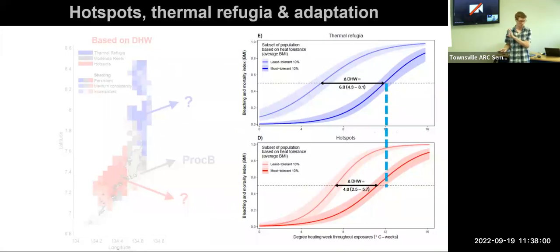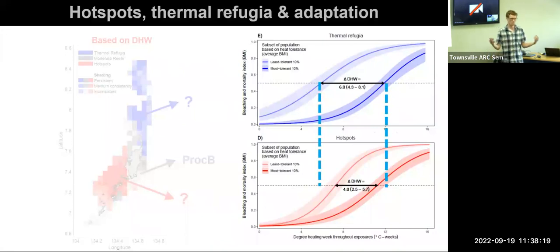And if you look at the upper level, there's slightly higher levels of the top 10% of colonies in the thermal refugia in terms of the DHWs they can handle, although with the error bars, it's probably a bit overlapping. But the lower level is actually much lower.